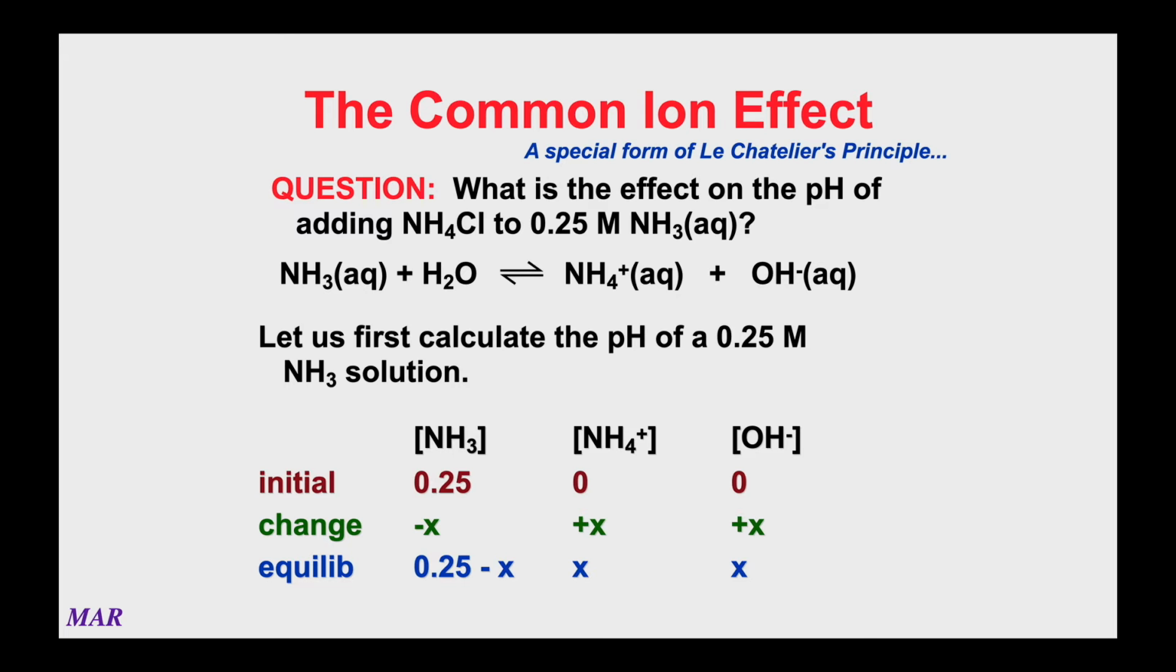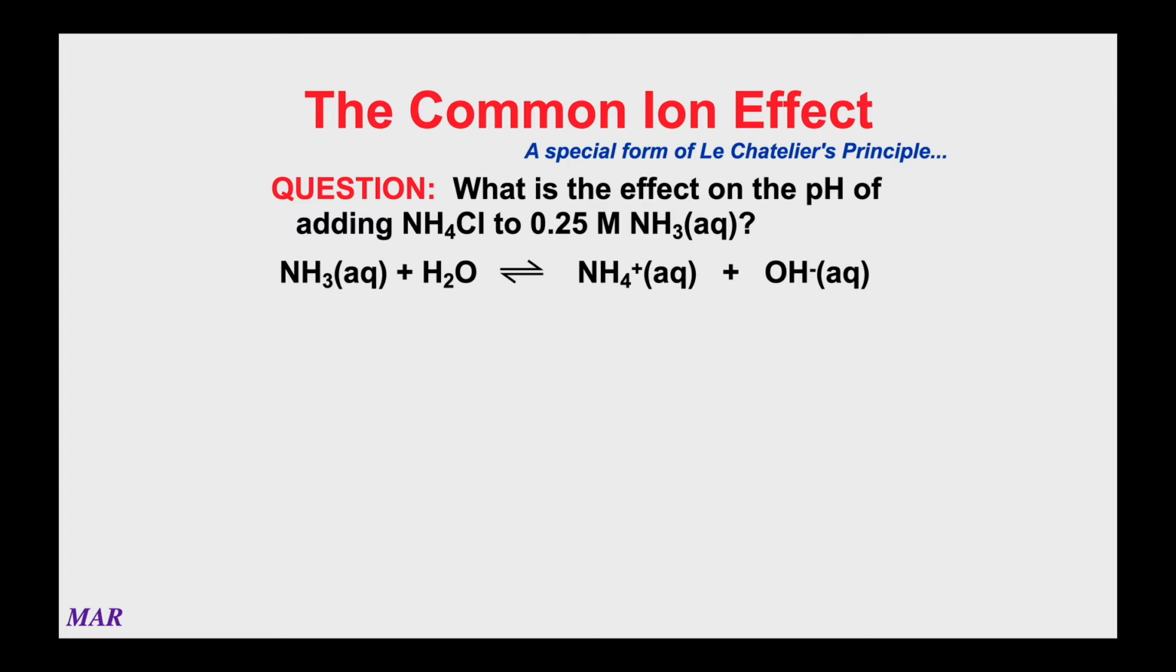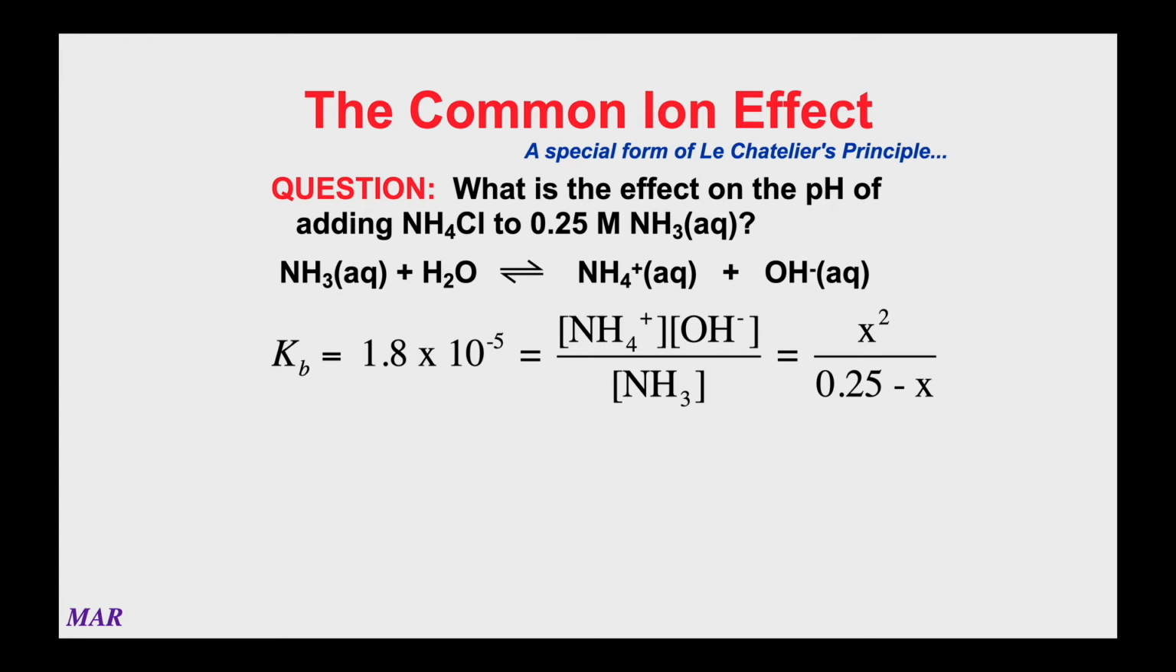You can look up the Kb for ammonia in the table of acids and bases. If you do that, the Kb is 1.8 times 10 to the minus 5. And so 1.8 times 10 to the minus 5 equals ammonium times hydroxide divided by ammonia. Ammonium and hydroxide were both X, so that's X squared, over 0.25 minus X. And this is one of those places where you can absolutely get out your TI calculator or the solve function on your calculator and solve this. This would be a quadratic, etc., etc.